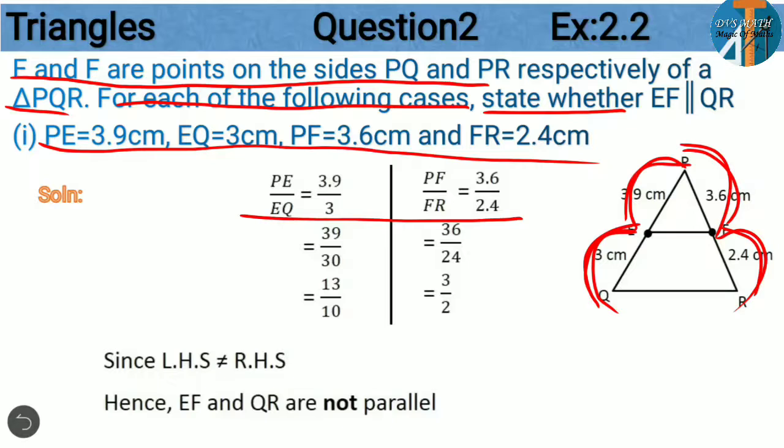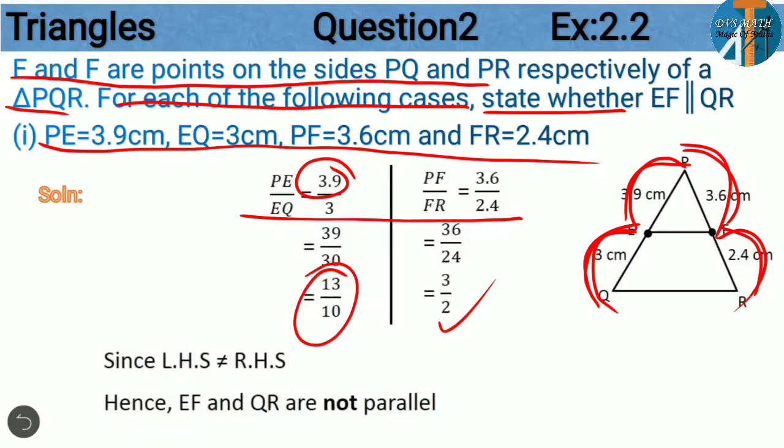Here, by shifting the point in the numerator, you can add zeros to the denominator, or you can divide it easily. So 3.9 by 3 becomes 39 by 30, and dividing by 3 you get 13 by 10. In the other case, shifting the point, it is 36 by 24. If you simply divide by 12, you will get 3 by 2. So on the LHS, PE by EQ is 13 by 10, and PF by FR is 3 by 2.